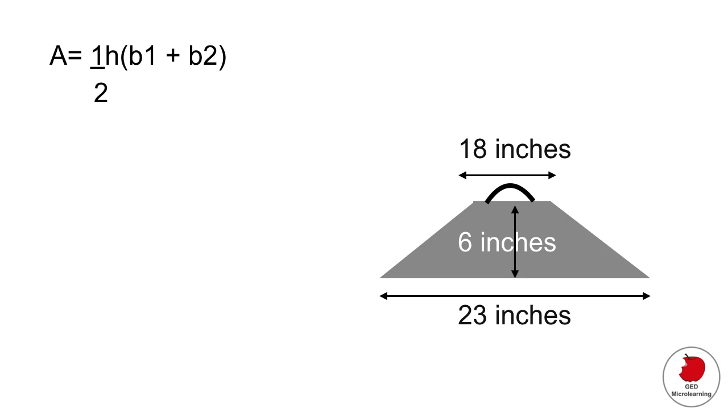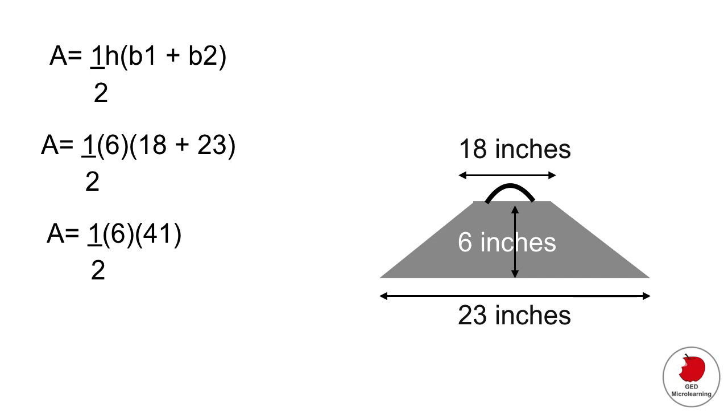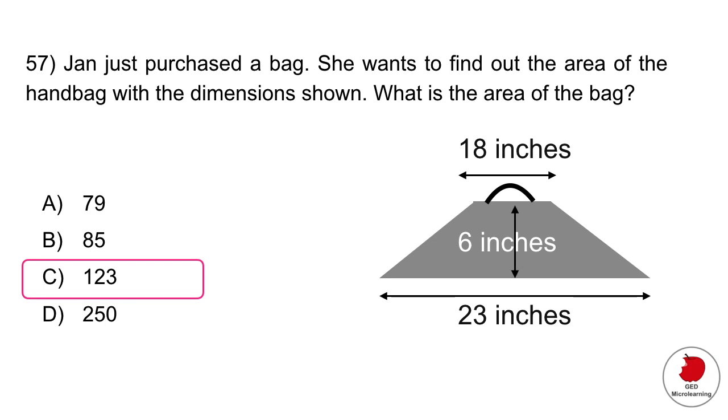B1 represents base 1 and B2 is base 2. You can basically choose, call each of them whatever you want. So 18 plus 23. Then the height is 6 inches, as you can see there, and then you're just going to solve that equation. That gives you that the area is 123. Option C.